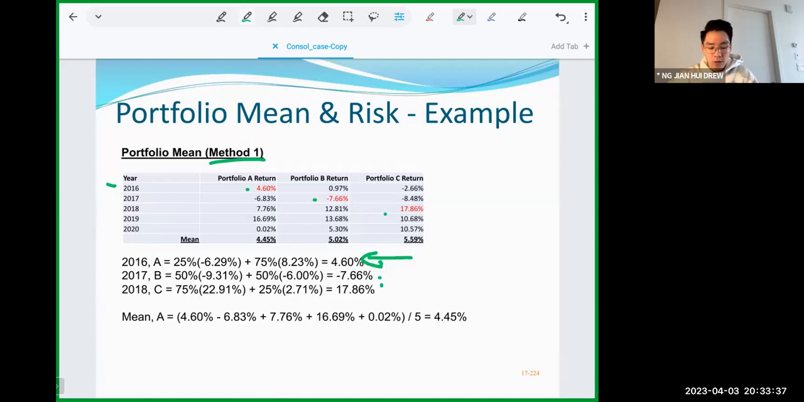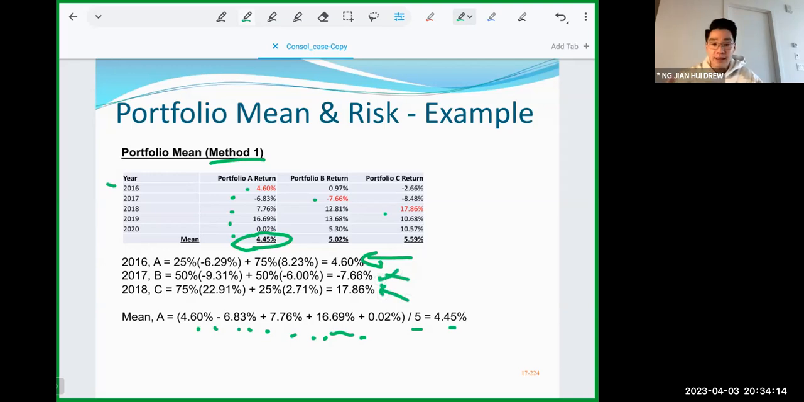4.6. Now, we are supposed to calculate the average portfolio return for portfolio A. So we have to repeat the calculations for 2017, 2018, 2019, 2020, and then we just take the simple average here, and we get the mean. In this example, it's for 5 years. We add up all these values and find the mean. We have to do the same for portfolio B and portfolio C.